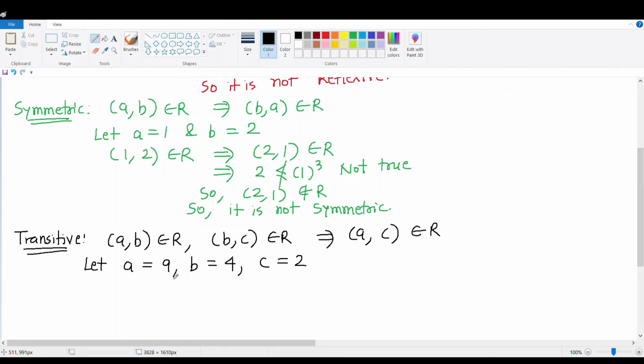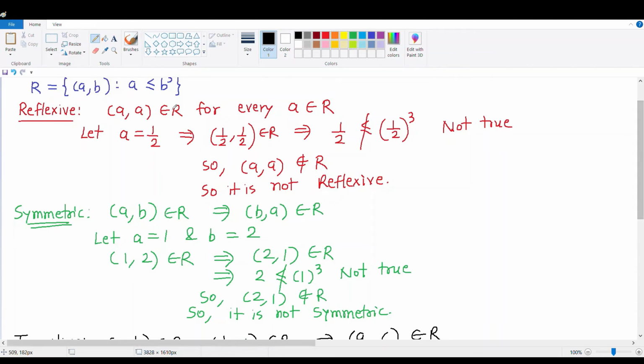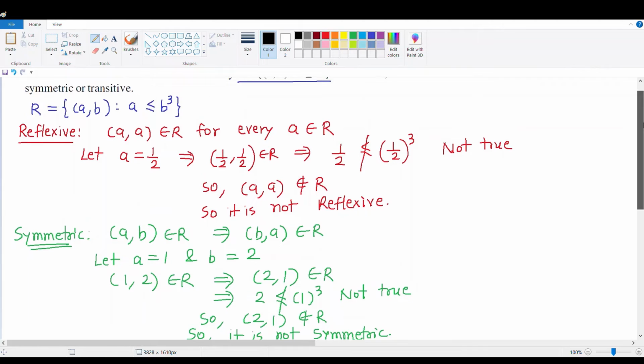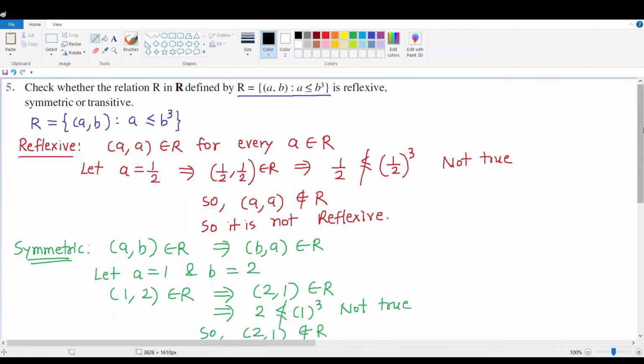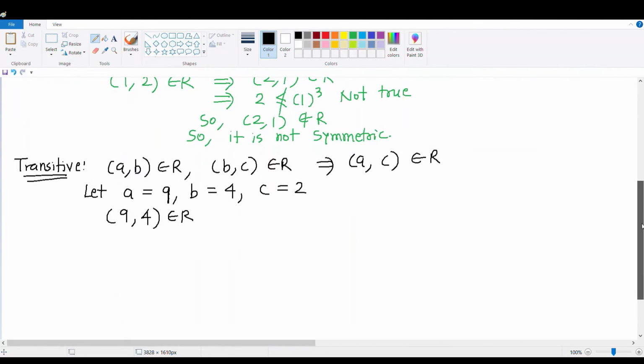So if A is 9, B is 4 and C is 2, that means (A, B) belongs to R. So we are saying (9, 4) belongs to R. Is that true? The condition is that A must be less than or equal to B cube. So the first number must be less than or equal to the cube of the second number. So 9 is less than or equal to 4 cube. 4 cube is 64. So of course 9 is smaller than 64. So yes, this belongs to R.